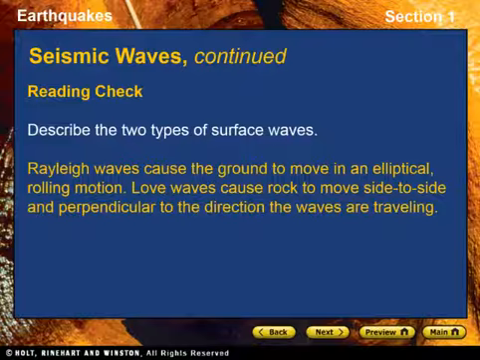Rayleigh waves cause the ground to move in an elliptical rolling motion, kind of like a loping, long rolling motion, whereas Love waves cause rock to move side to side and perpendicular to the direction the waves are traveling. The direction these waves force the rock to move is very unique. Try to picture these different shapes of waves in your mind. Side to side, perpendicular to the direction that the wave is moving, versus a rolling motion.